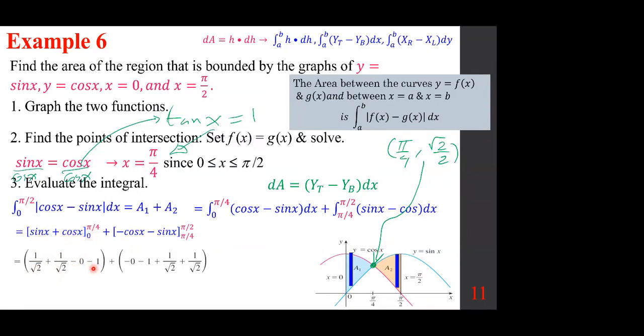Remember that? Now, minus cosine x, okay, we're going to put pi over 2. Cosine of pi over 2 is 0. Minus sine of pi over 2 is negative 1. And then pi over 4, okay, minus minus. Remember why this is now plus, because we have really minus that, okay?